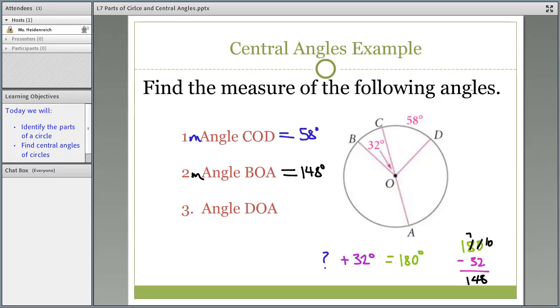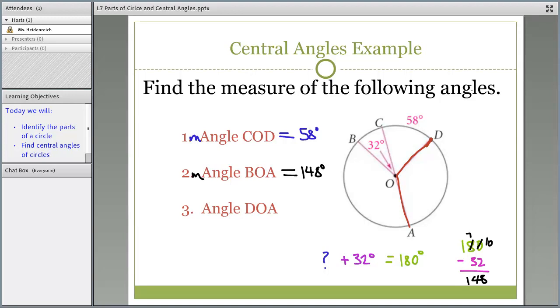Okay, lastly, let's do DOA. DOA, let's go ahead and highlight that one. So again, go in the order of the way that the letters are. So D to O and then to A. This one is kind of similar to the last one. It's not the same though. It's not the same number. You can't just look at it and think, oh, maybe it looks the same.